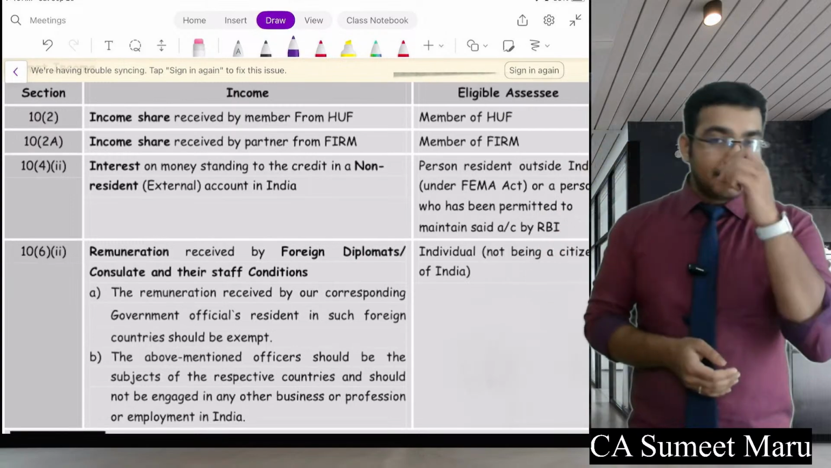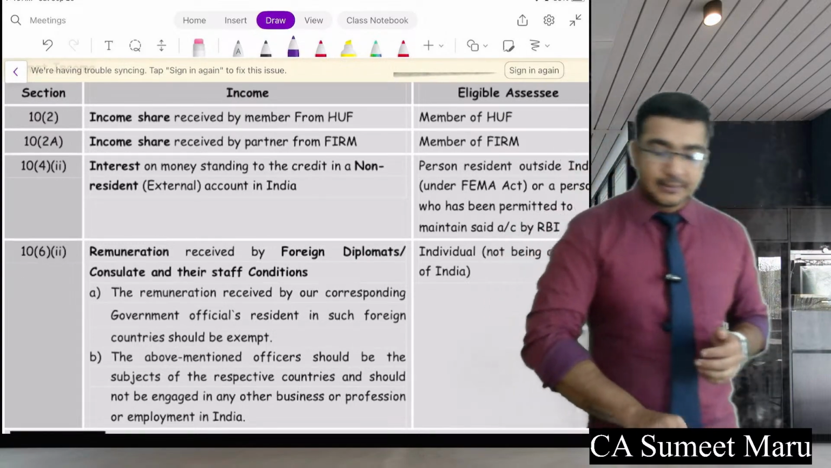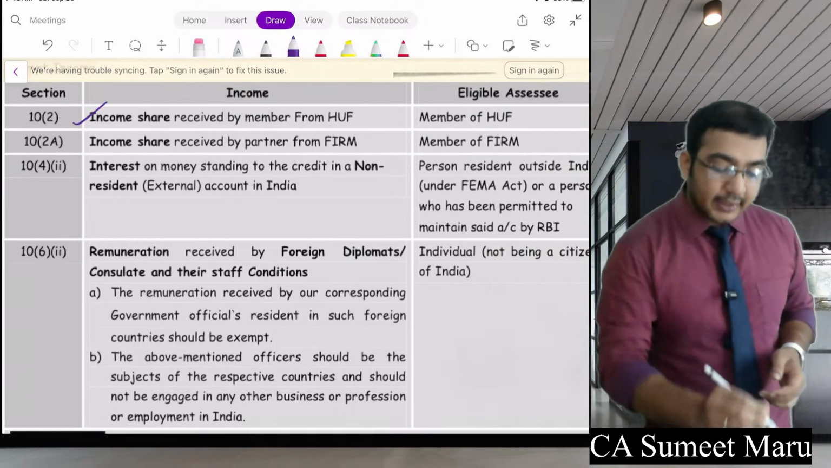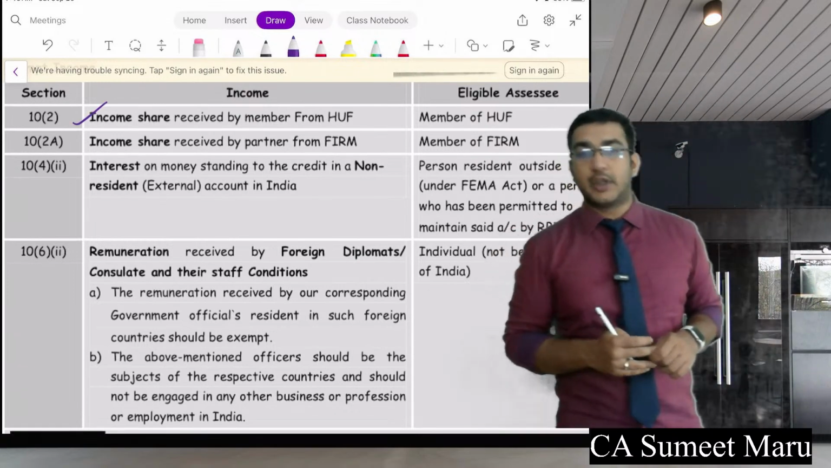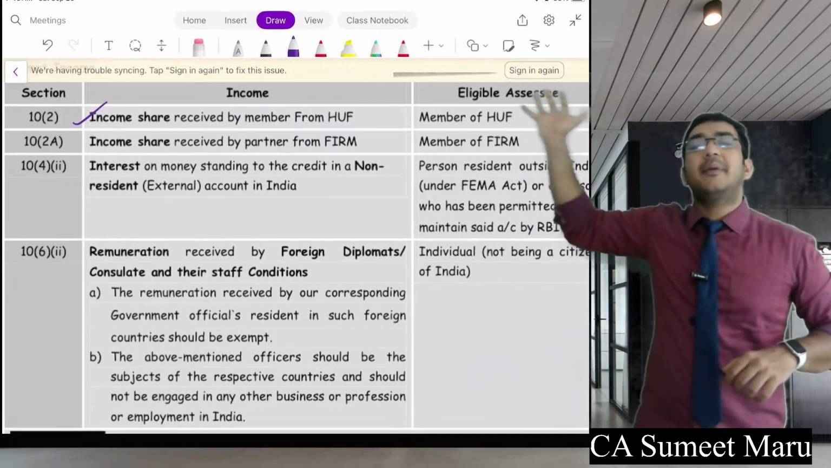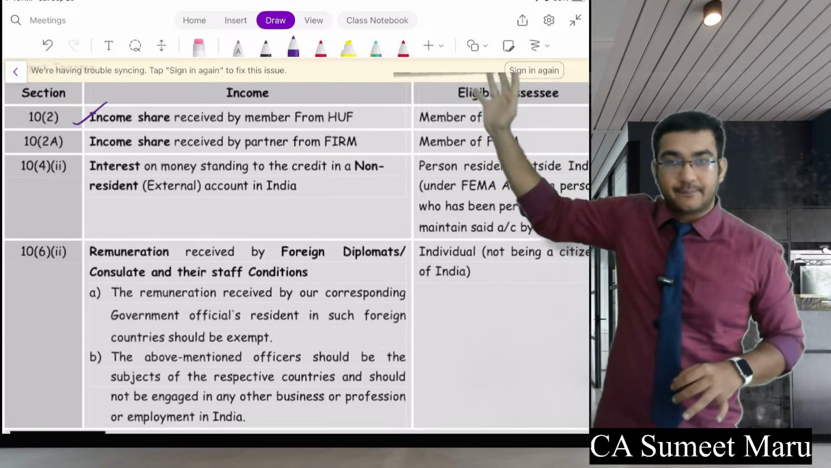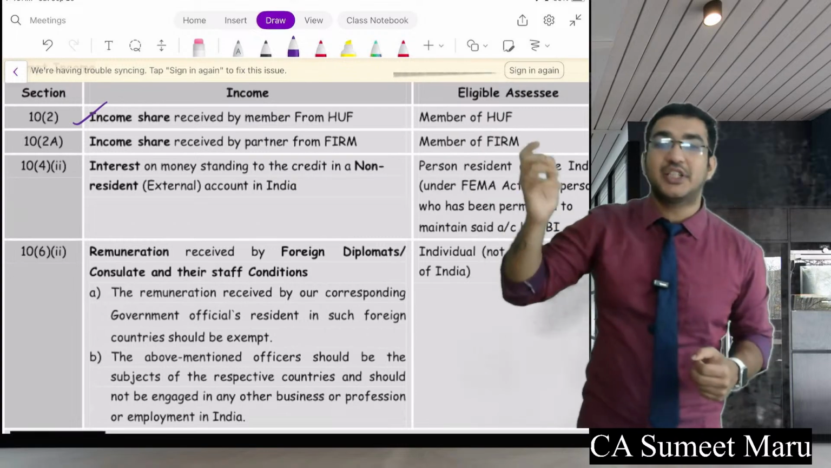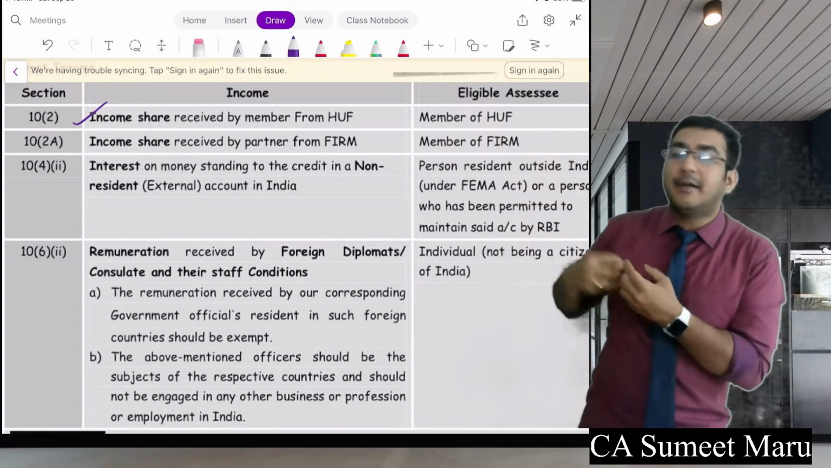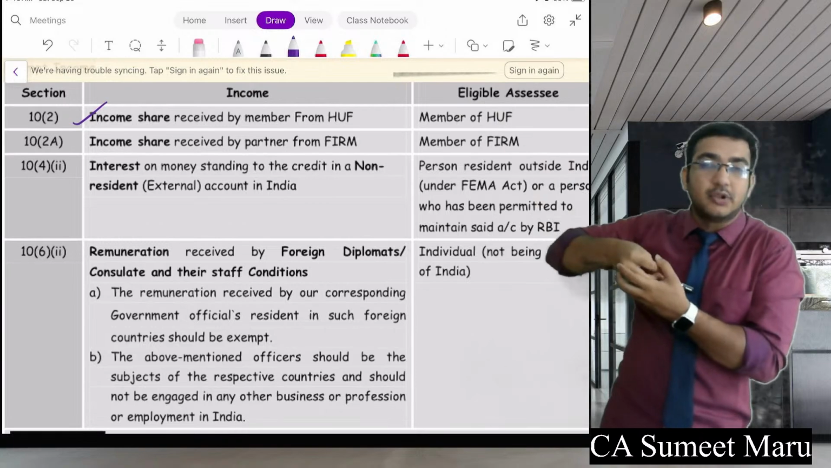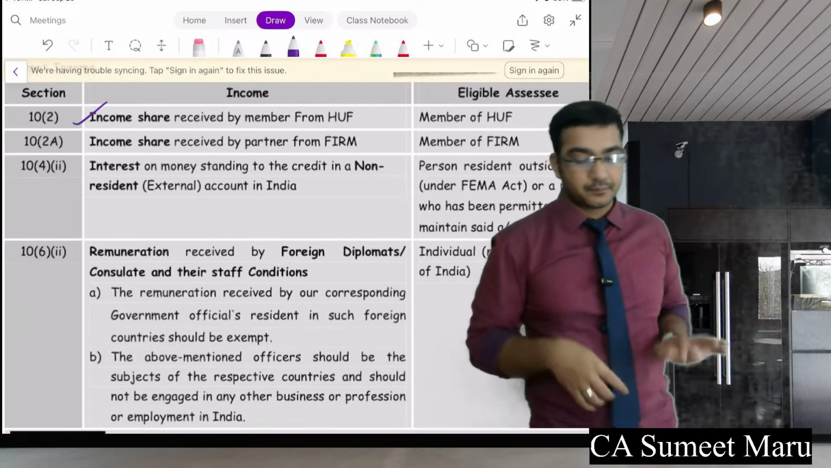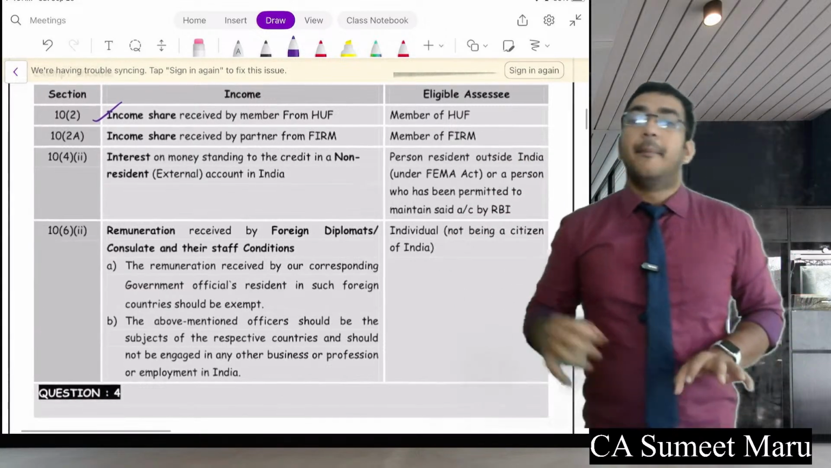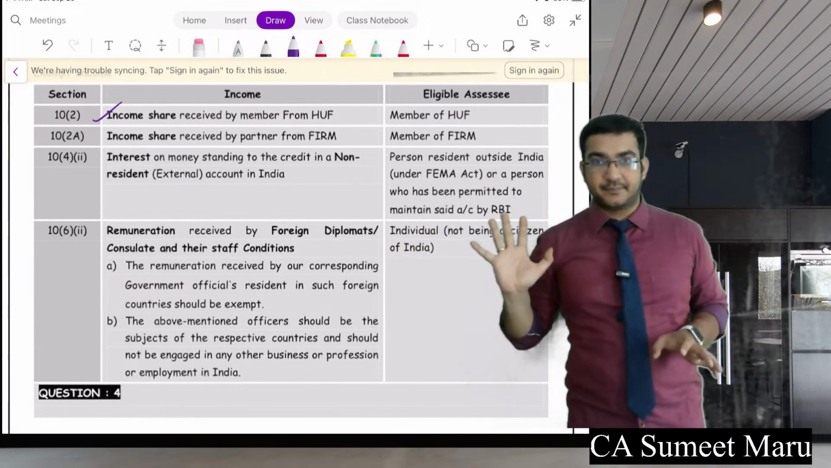Now the next exemptions, these are one liner exemptions. The first one: income received by a member of HUF. So what happens, HUF में already income tax हो रही है. You have learned the income tax rates of HUF, you have learned the residential status of HUF. So when the members get income from the HUF, it is no more taxable. Understood, everyone? Because HUF is already getting taxed.